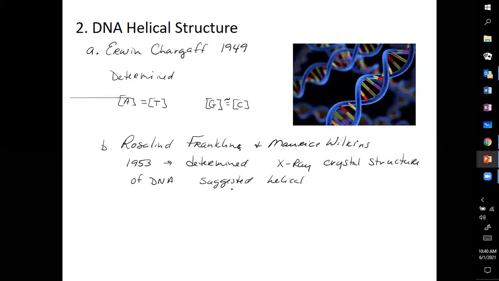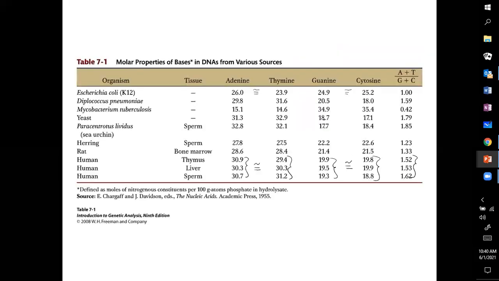in nature. Now, helical doesn't mean that you have this molecule here. It could be one strand twisted into a helix. It could be two strands. It could be three strands twisted into a helix. So it suggested it was helical, but we're still not to the full structure of the DNA. That was determined, yes, by Watson and Crick.